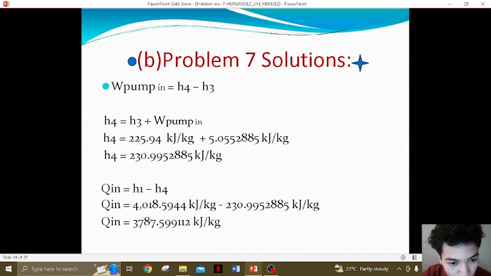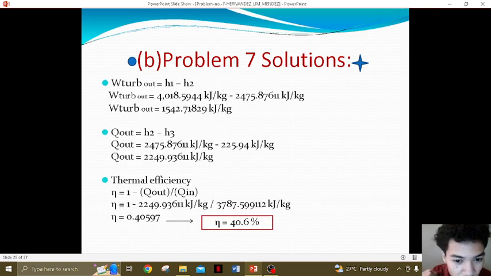So the heat added here, Qin, is H1 minus H4. You have the heat added equal to 4018.5944 kJ/kg minus the H4 of 230.9952885 kJ/kg. So you'll have the answer of heat added of 3787.599112 kJ/kg.